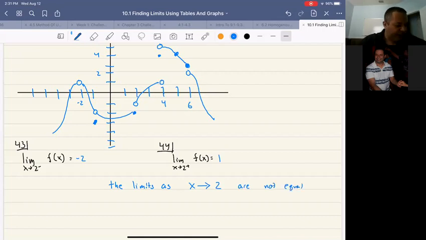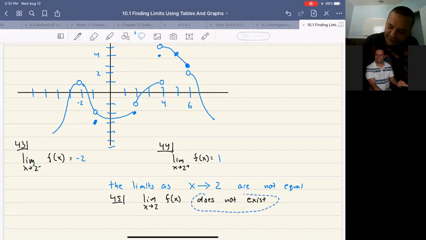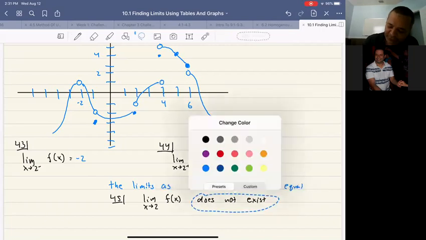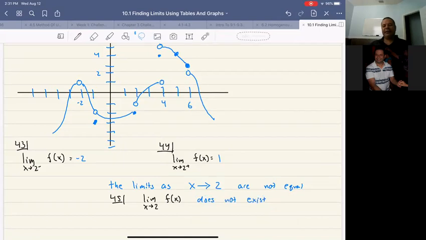Okay, so as you can guess, 45, the limit as x approaches 2, not from the left or right, of f of x, we say that does not exist. In order for that limit to exist, it has to exist from both sides, and it has to be the same from both sides.